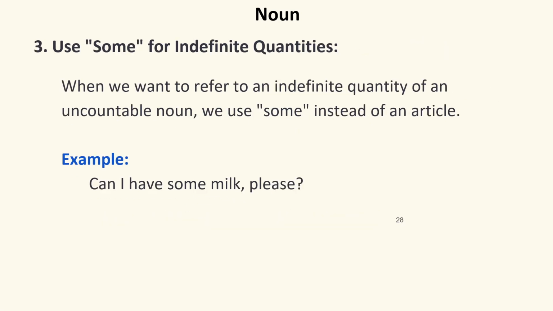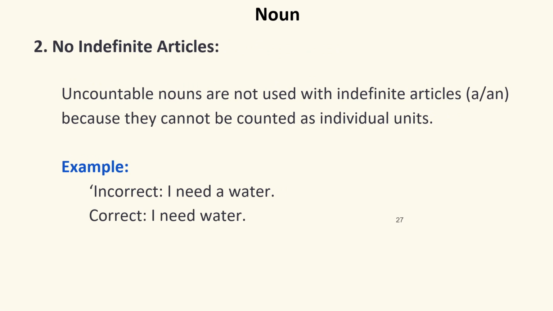Now, uncountables are not used with indefinite articles. It means I cannot use a or an with an uncountable noun. I cannot say I need a water. I can say I need a glass of water or I need water, but I cannot say I need a water. With uncountable nouns, we do not use any indefinite article. Well, this we will again discuss in the chapter of articles.